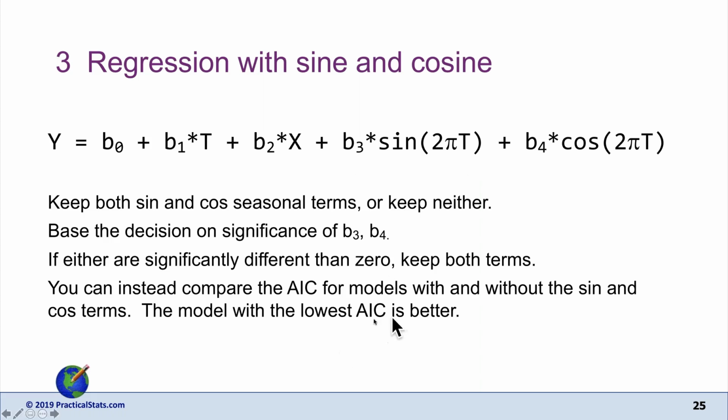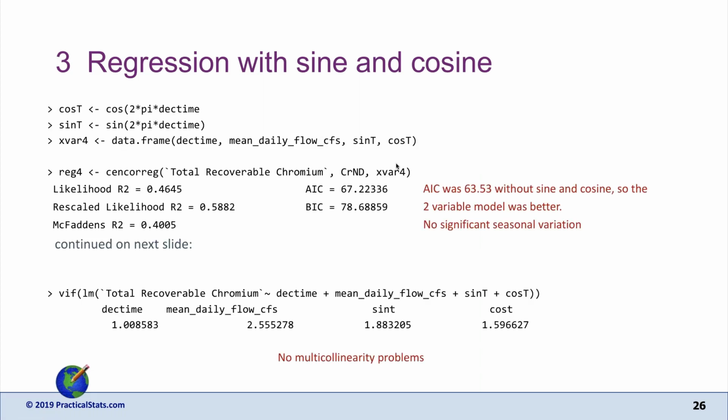Or a better way is just look at whether the AIC is lower with them as opposed to without them. So we can compare this model, which has 4 X variables, to the previous model that just had time and flow, the 2-variable model. And if the AIC for this is lower, then this is better, and there is seasonal variation. If AIC is higher, it's not better. Adding sine and cosine actually makes it worse. It's a worse fit, and there is no seasonal variation. So we do this real quickly. The AIC is higher. It's 67 instead of 63, and there's not going to be any seasonal variation here.